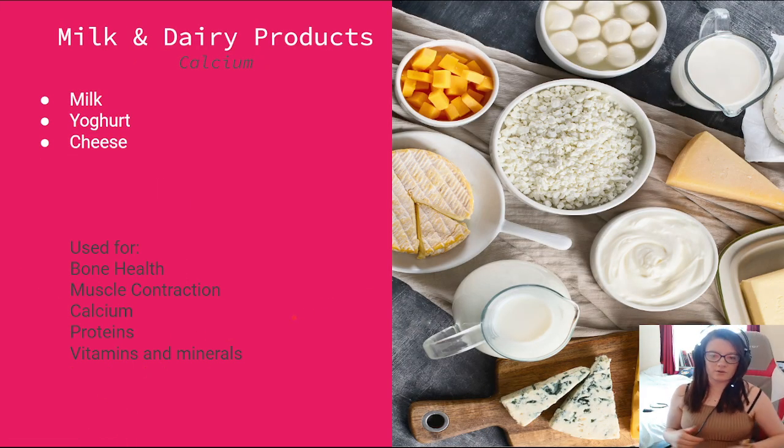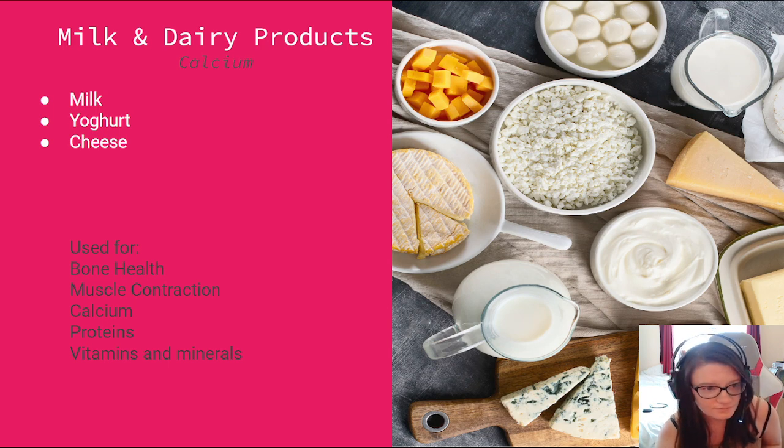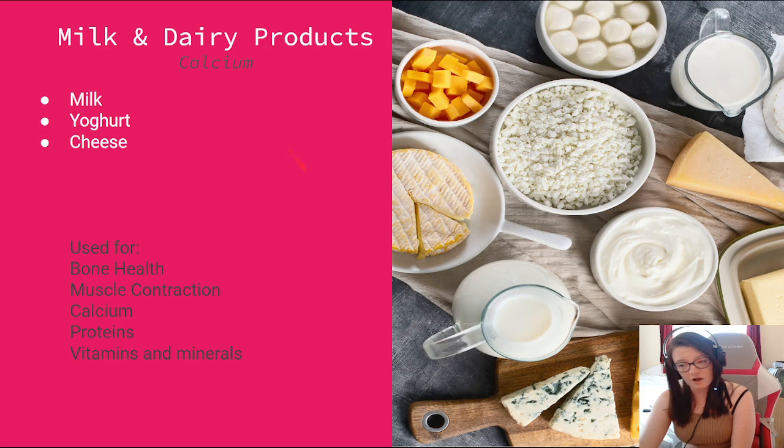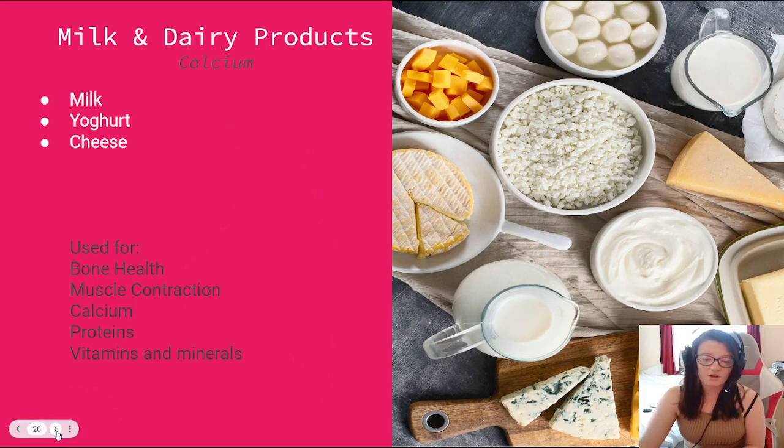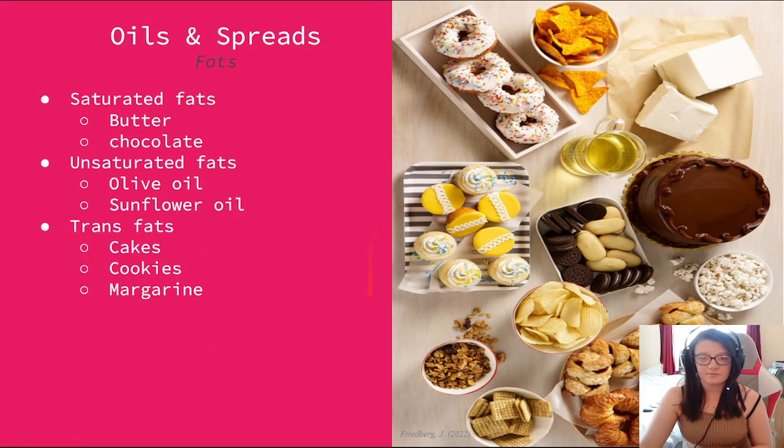Then we've got our dairy and milk products. These are a good source of calcium, which helps your bone health and your muscle contraction, as well as proteins, vitamins and minerals. Now you should probably have 2 to 3 portions of this daily. Choose low fat options if you can, because a lot of it can be quite fatty. And then we move on to our oils, spreads and fats.